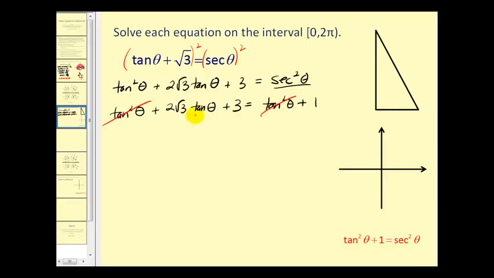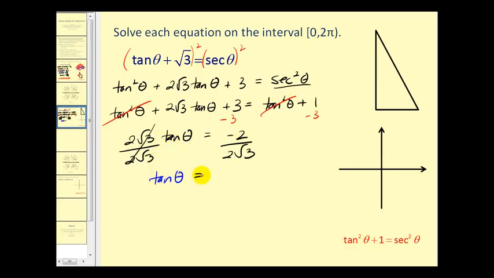So now we can solve this equation for tan theta. The first step would be to subtract 3 on both sides. So we'd have 2 square root 3 tangent theta equals negative 2. Divided by 2 square root 3, we're left with tangent theta equals, this simplifies to negative 1 over square root 3.